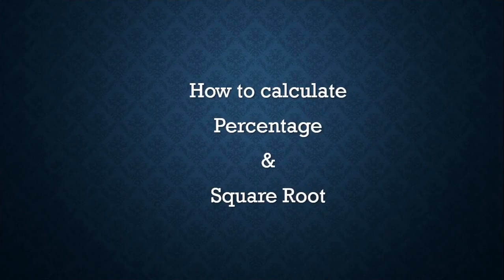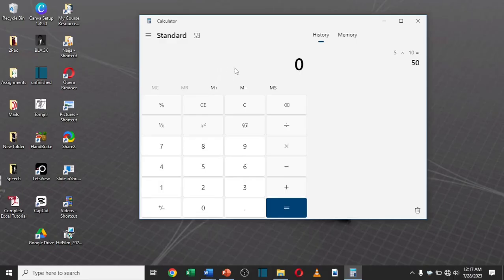Now let's also look at how to quickly calculate percentage and square root. Now to calculate percentage, you simply type the figure, for example 250. Let's say we need 50% of 250, so you type 250 times 50, and then you click on the percentage symbol here, and it gives you this, and then you click on equal sign, and it gives you the correct answer. Now that's how to calculate the percentage.